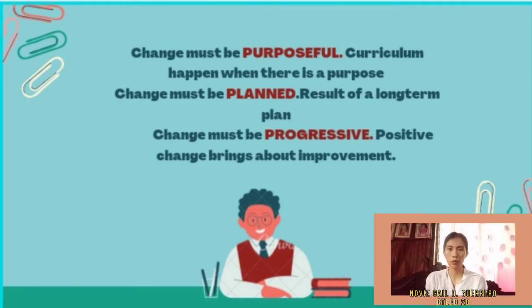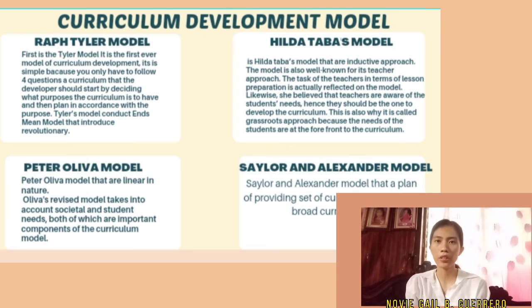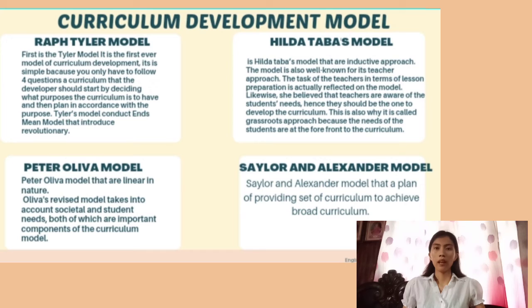Change must be purposeful. Curriculum happens when there is a purpose. Change must be planned, the result of a long-term plan. Change must be progressive. Positive change brings about improvement. There are different curriculum models that are required to be determined by a curriculum model. After I analyzed and read this unit, I identified their similarities and differences to each other, and also came to know their purpose and their importance in curriculum.